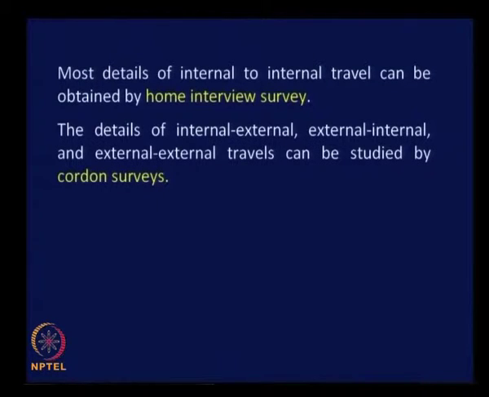The details of internal to external, external to internal, and external to external travel can be studied by cordon line surveys or cordon surveys. What do you understand by cordon surveys? The surveys that will be conducted at a convenient point on the cordon line or at the point of intersection of radiating roads and the cordon line. Okay. So, through those surveys only you will be able to get information about the other 3 categories of trips, external to external, external to internal, as well as internal to external.